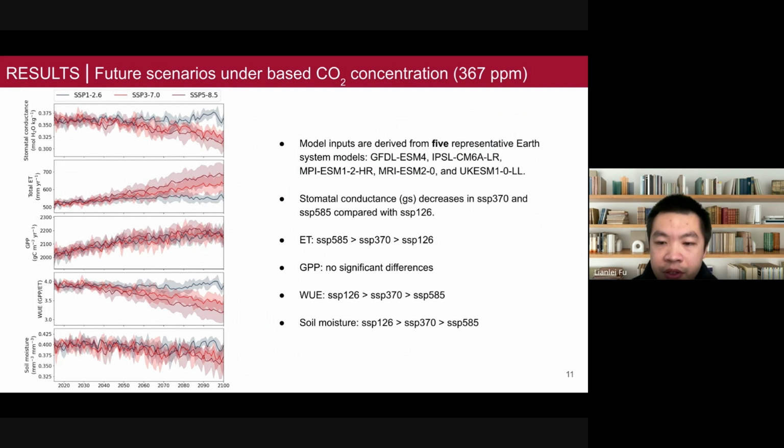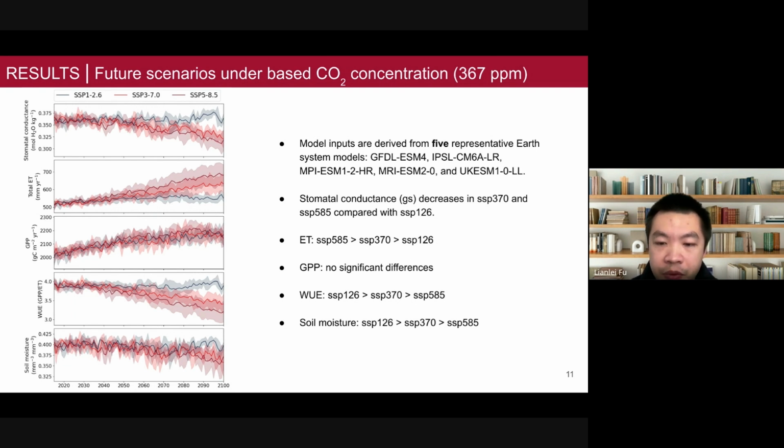Water use efficiency is highest in SSP 126, while the soil moisture is lowest in 585, indicating the potential risk for tropical ecosystem sustainability. These results are under the base CO2 concentration, and as a next step I will consider a changing CO2 concentration under different SSP scenarios.